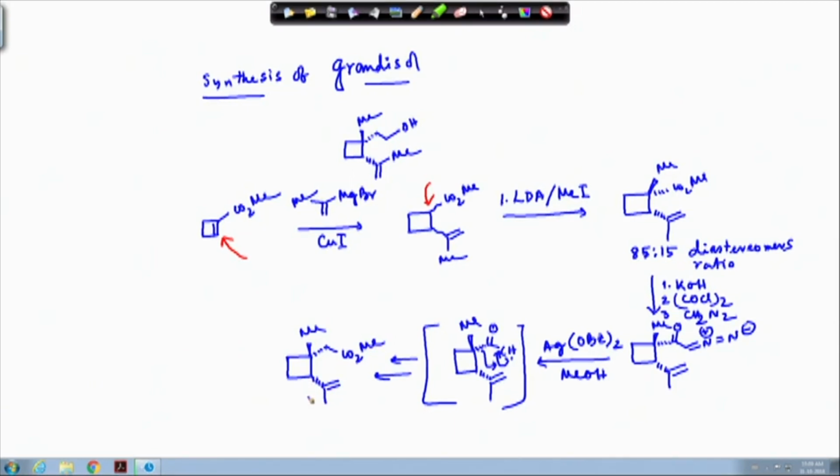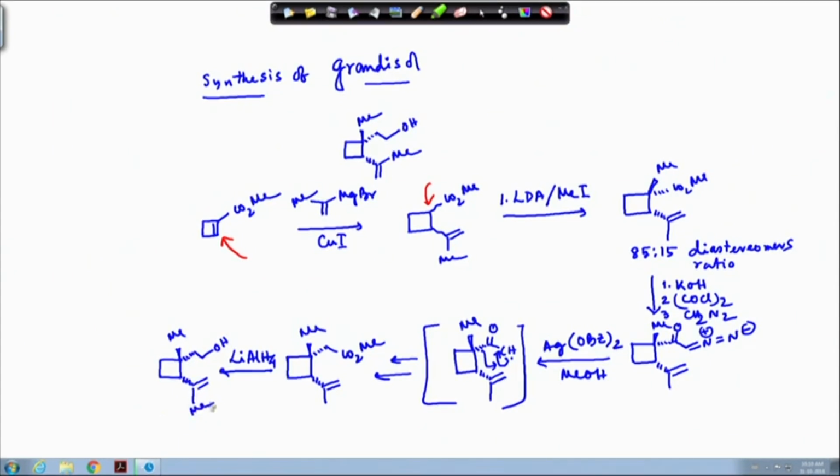Okay. Now, we have this ester, this can be now treated with lithium aluminum hydride, and in presence of lithium aluminum hydride, this will give the corresponding primary alcohol, which is actually our target molecule.